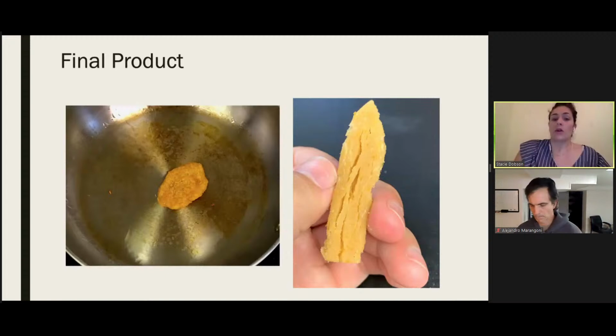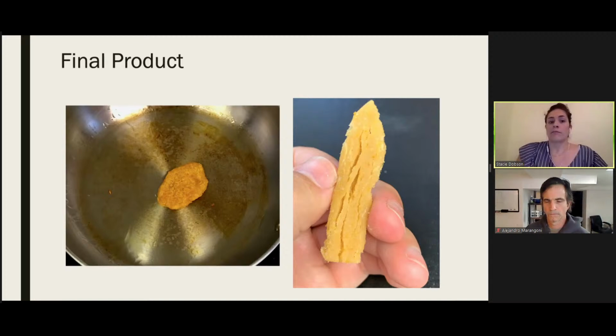And again, the research that we have done is definitely at a lab scale. Eventually we may look into scaling it up or trying to figure out other proteins that could be utilized in this unique manner. And that's it for the presentation. Thank you guys for listening.